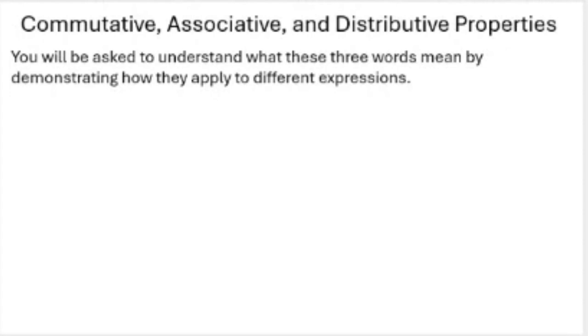So we got these three words in this section: commutative, associative, and distributive. And you do need to know what these mean, at least for this one section in the course. They're going to give you examples of things and ask you which of these three it demonstrates, or they might set up a little expression for you and ask you to write something that demonstrates the commutative property, the associative property, or the distributive property.